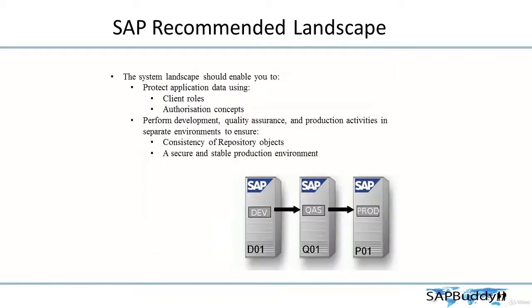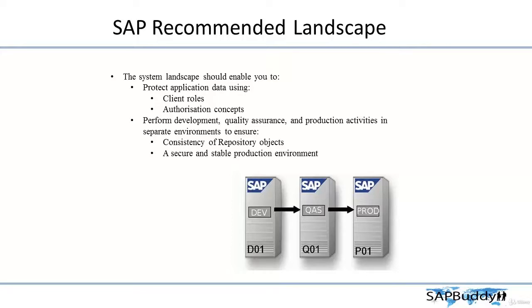In this particular presentation, you can see the SAP recommended landscape. This landscape is recommended by SAP in different aspects. First of all, if you are talking about protecting application data, the concept behind that, which we've seen, is that we have different clients and we have the client roles. You can also use the clients to have different applications, and you can protect the data based on that, as well as use the authorization concept to protect this data. So the SAP recommended landscape is a 3-system landscape, where you have the development system, quality assurance system, and the production system.